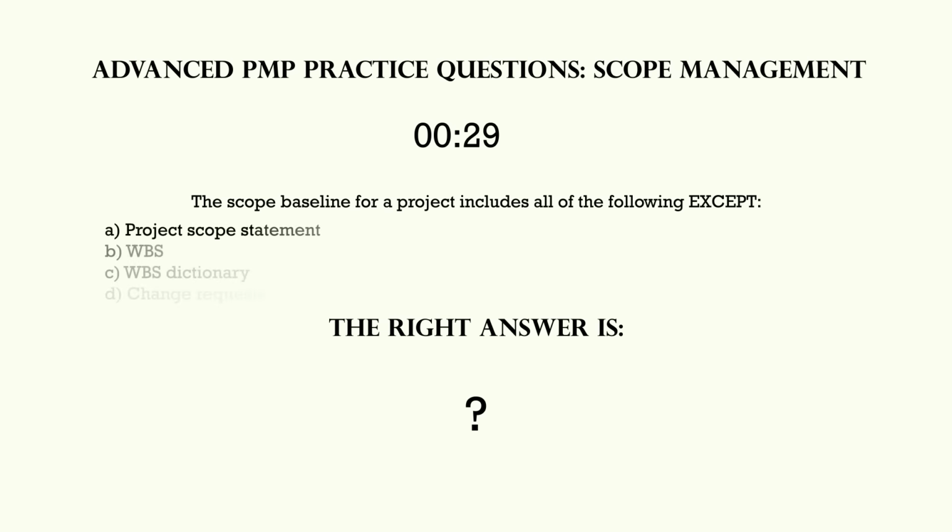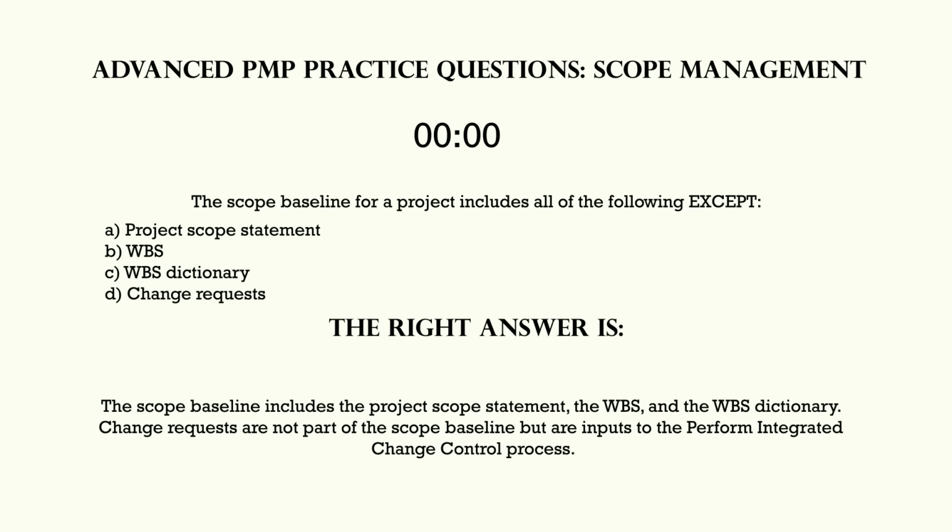The scope baseline for a project includes all of the following, except: the scope baseline includes the project scope statement, the WBS, and the WBS dictionary. Change requests are not part of the scope baseline, but are inputs to the perform integrated change control process.